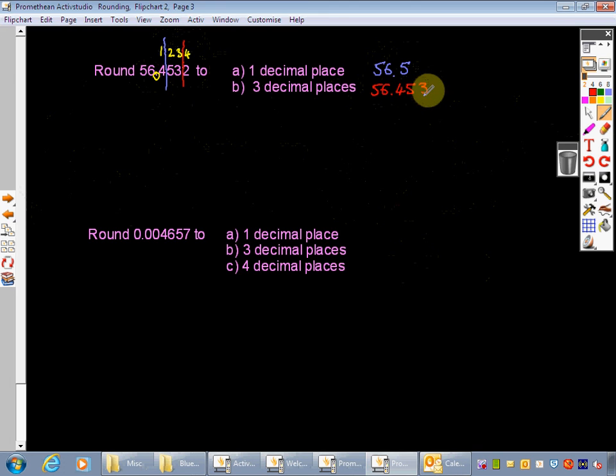Okay, next one. I've put in some numbers here like I did for the last example. 0.004657 to one decimal place. So let's just line up our decimal places first of all. 1, 2, 3, 4, 5, 6. So one decimal place. Okay, well, one decimal place is here. So is that nearer to 0.0 or 0.1? Well, quite clearly 0.00 is nearer to 0 than it is to 0.1.